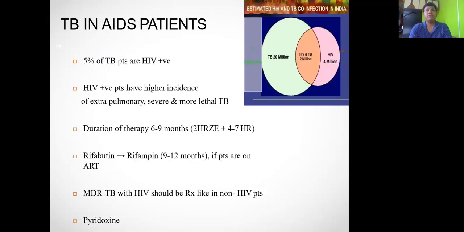In multi-drug resistant tuberculosis with HIV, it has to be treated like non-HIV patients by giving kanamycin, amikacin, capreomycin, pyrazinamide, ethambutol, and so on. These patients with HIV also have to be supplemented with pyridoxine. So the regime for treatment of tuberculosis in HIV patients is 9 to 12 months, especially 2 months of intensive phase and 4 to 7 months of maintenance phase with 4 drugs and 2 drugs respectively.